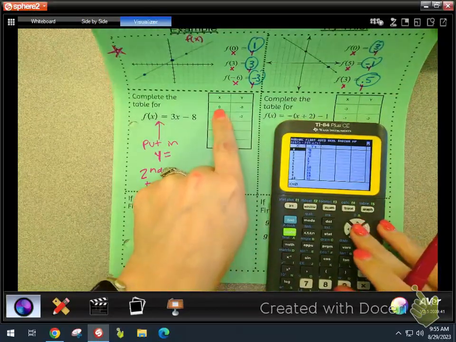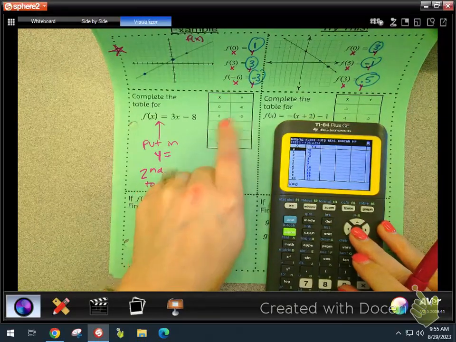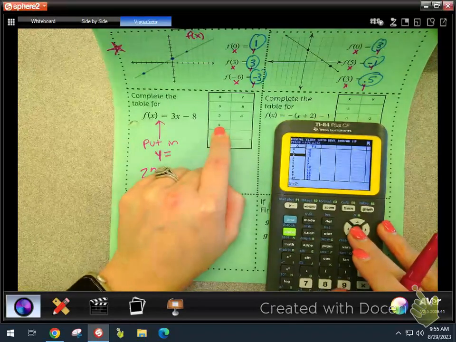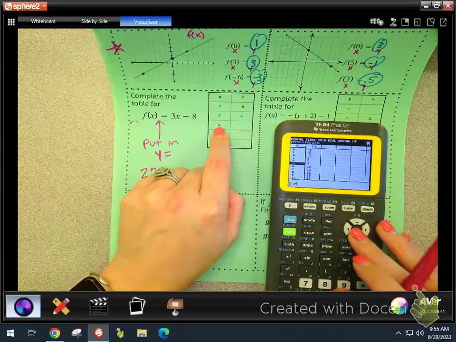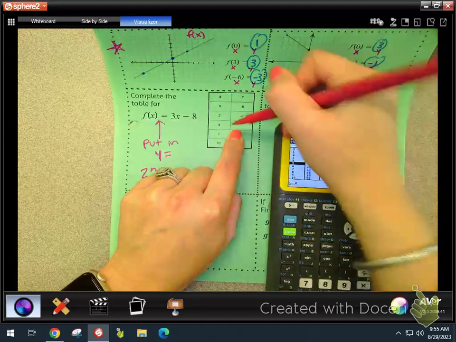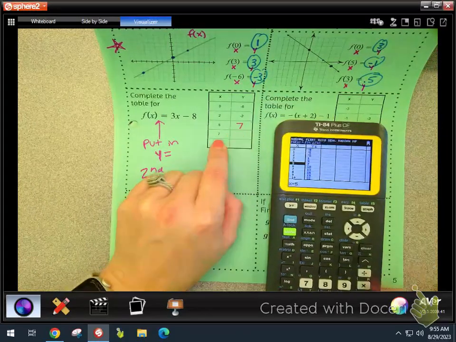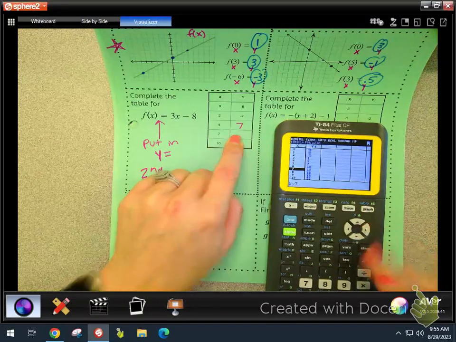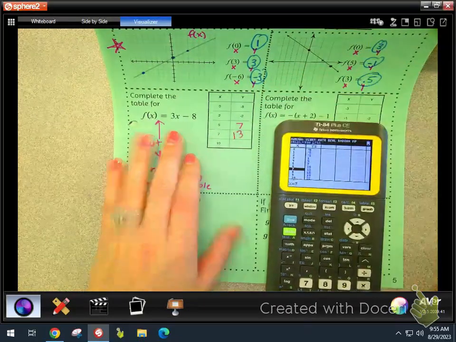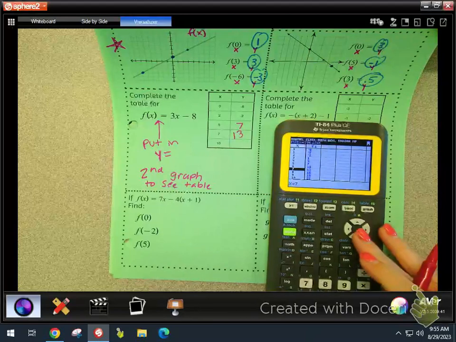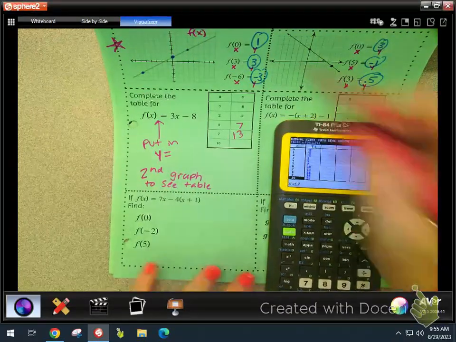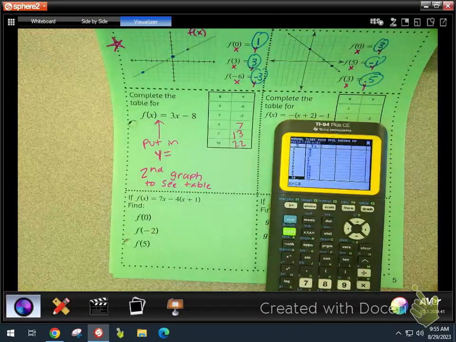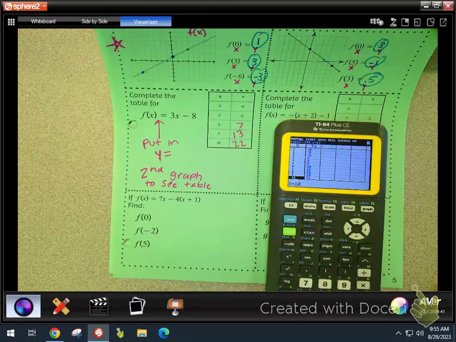Okay? So they already filled in 0, negative 8. They already filled in 2, negative 2. What's our next input that we're looking for? 5. So I'm going to scroll. And what output goes with it? 7. What's the next input? 7. What output goes with that? 13. Our next input is 10. Output is 22. So if it asks you to fill out a table, 1000%, you could do this.